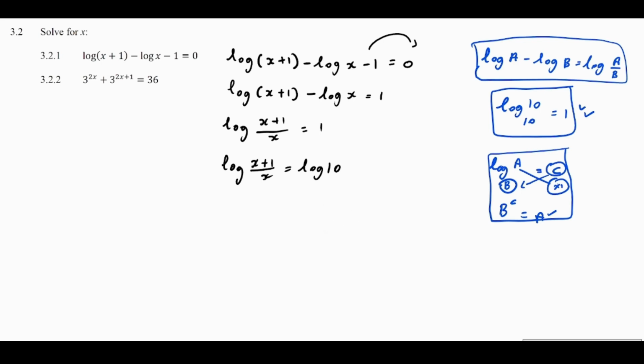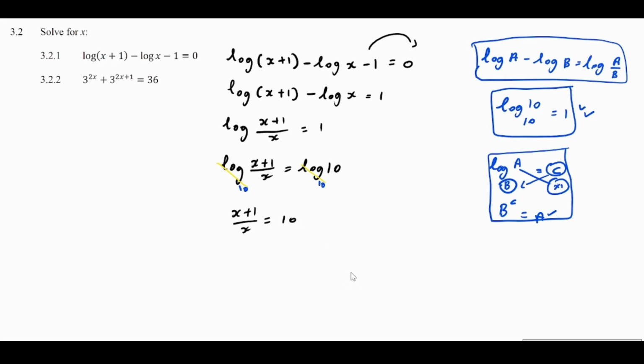Now, what do I have? Remember, in exponents, when the bases are the same, you equate the exponents. The same applies here. I have a base of 10 here and a base of 10 here. They do not cancel, they are the same. So that means I can equate what I have inside the bracket: x plus 1 divided by x is equal to 10.